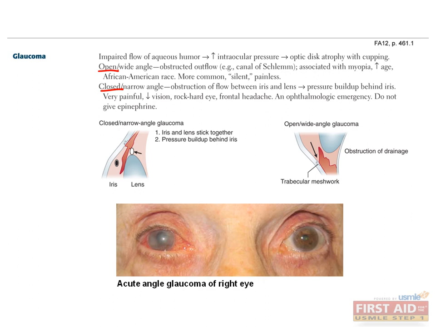Now, acute glaucoma has sudden onset and is very painful. A sample question on the USMLE might say, a lady woke up with severe right eye pain, headache, decreased vision, and nausea. You measure the optic pressure and it's 70 millimeters of mercury. You should know that acute glaucoma is an ophthalmologic emergency.